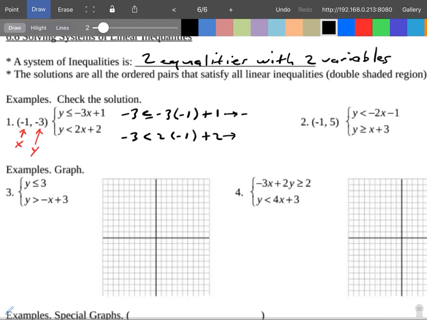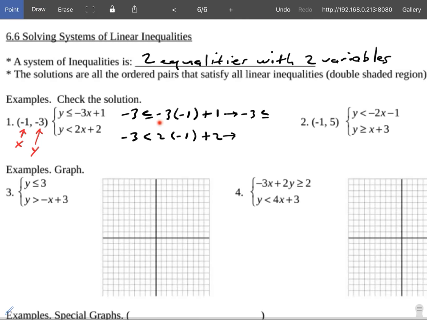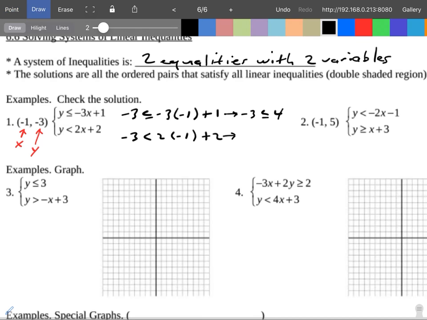So the top one is going to say -3 is less than or equal to, well, on the right-hand side of that one, you have -3 times -1, that's 3. 3 plus 1 is 4. Well, that's definitely true. -3 is less than or equal to 4. Again, just think on the number line. The greater numbers are further to the right on the number line.